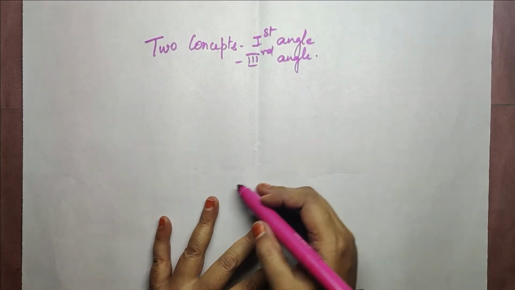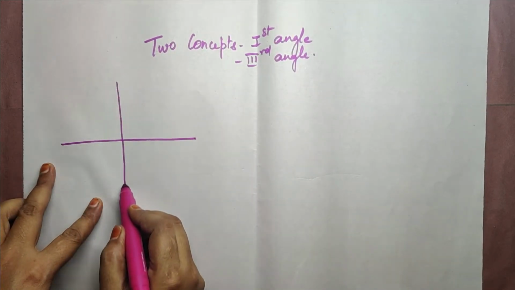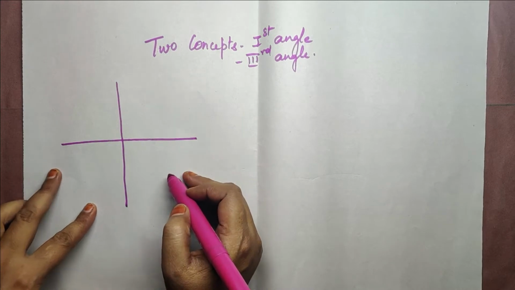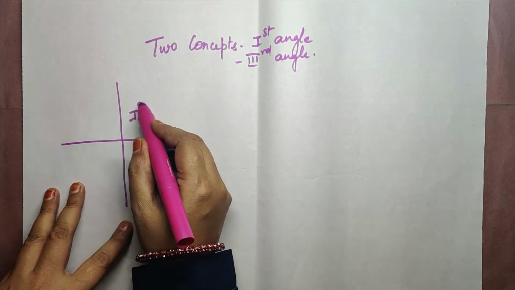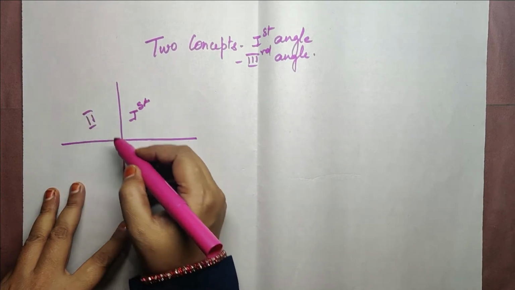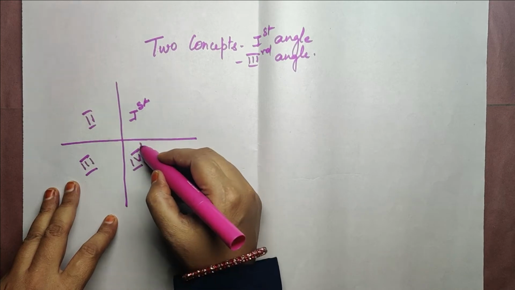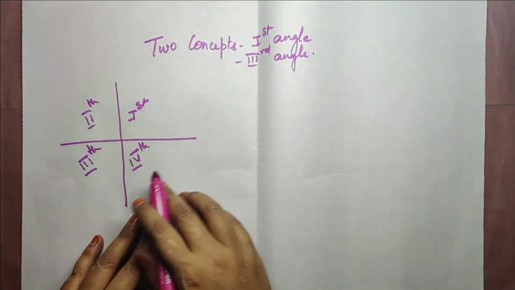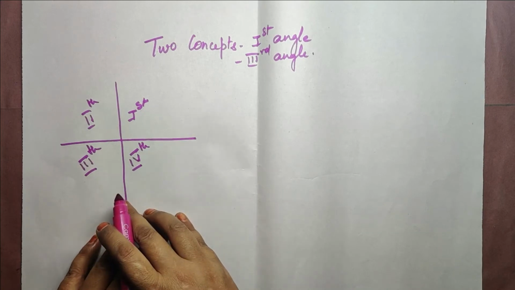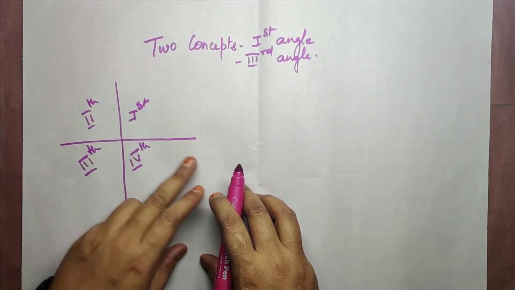Okay, so now you know what do you mean by this. You have used this in your graph. Okay, so this is the first quadrant, this is the second quadrant, this is the third quadrant, and this is the fourth quadrant. Okay, so these are the four quadrants we have used in your graph class, isn't it? So same way we are going to take the first quadrant.